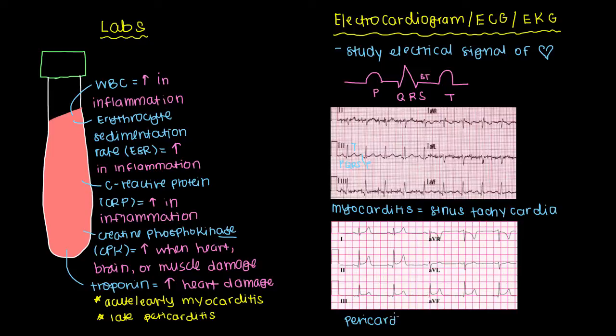Pericarditis. And in pericarditis, what you'll see is diffuse ST segment elevation. ST segment. And I think I told you in our perfect EKG drawing that I did over here, because this is so perfect, this ST segment here is flat.